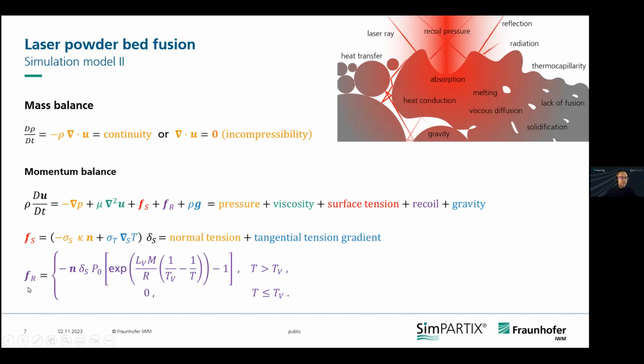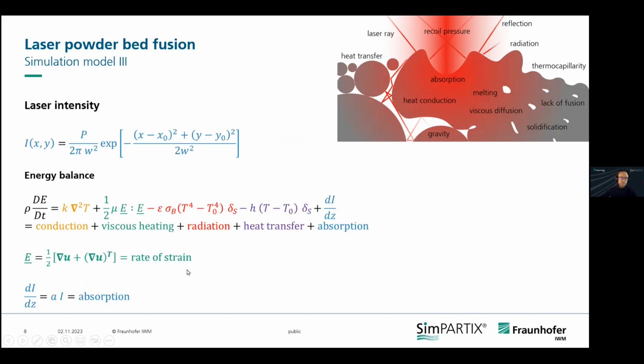Similarly, for the recoil pressure, for those who had thermodynamics, you will spot this Clausius-Clapeyron equation, which also depends on temperature, but with an exponential function. So temperature here is really affecting the surface tension a lot, and the recoil pressure a lot. Laser intensity is basically a Gaussian distribution, and the energy balance is simply the summation of all those contributions.